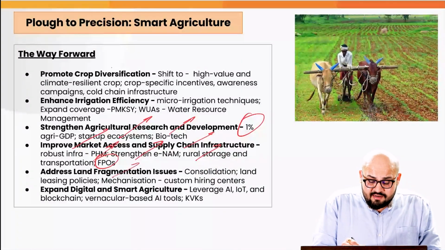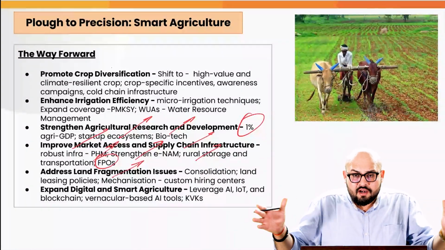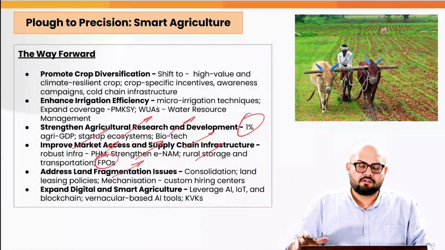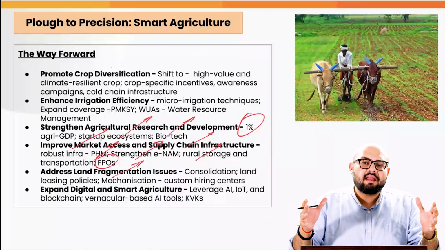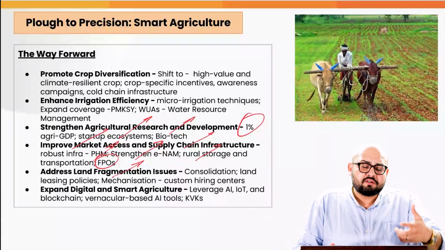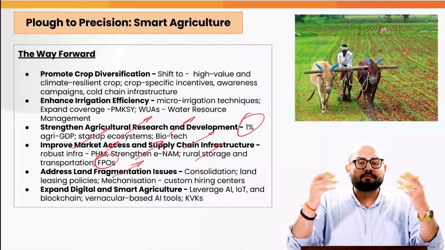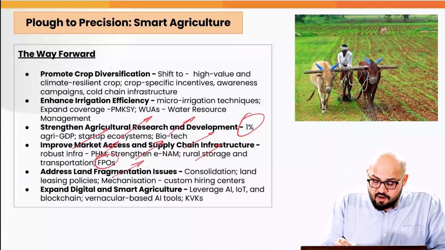Next is address the land fragmentation issue. What we are trying to say is that we should focus upon the consolidation of these small land holdings. Let's say we have numerous small farmers, right? They can come together, combine the land, and sow the seeds. Then they can use different machines and equipment, and that would lead to enhancement in the overall productivity, and that would be beneficial for all the farmers. So we should go for consolidation.